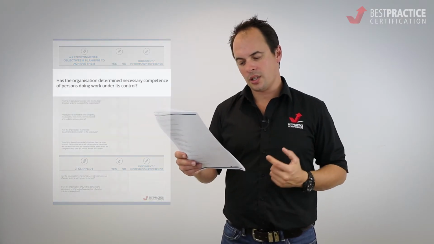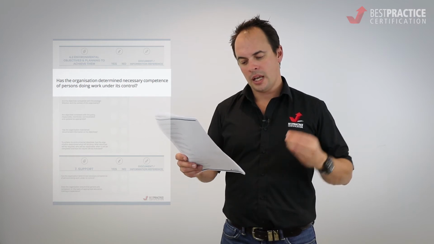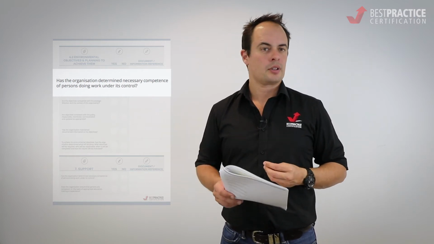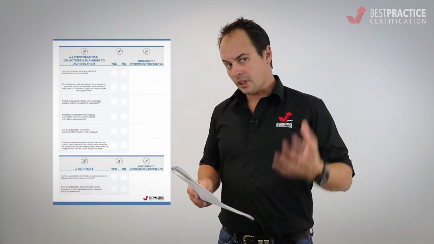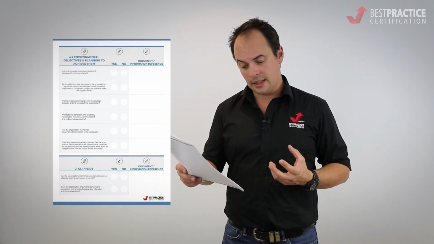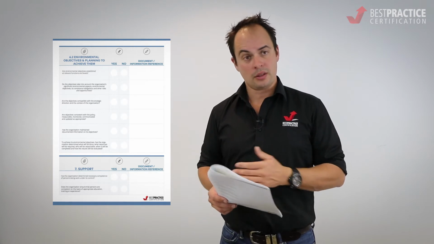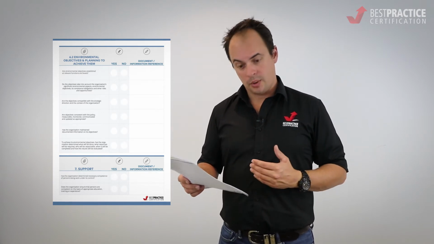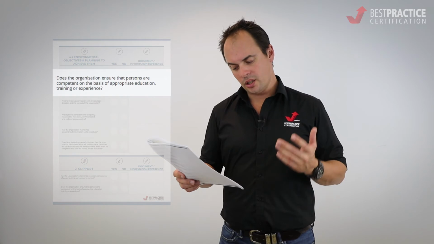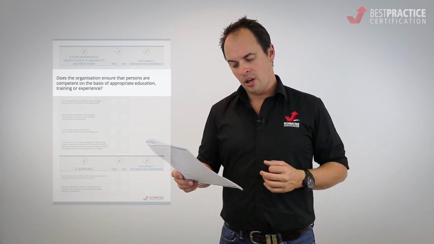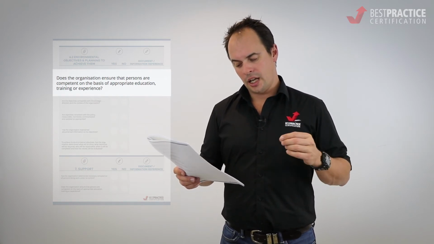So has the organisation determined necessary competence and persons doing work under its control? That's all the training, competency analysis, learning needs analysis, those types of documents and that type of evidence to present to us that you've met that requirement or that question. Does the organisation ensure that persons are competent on the basis of appropriate education, training, or experience?